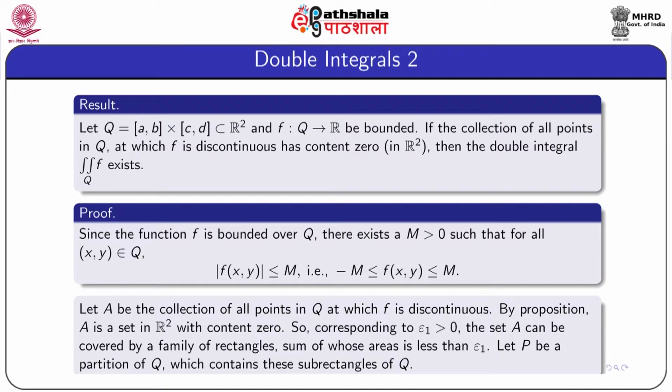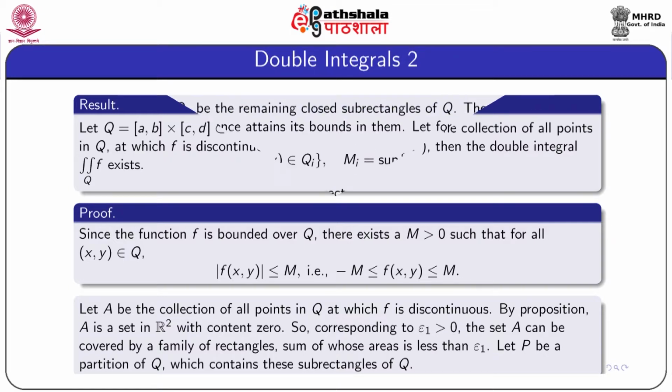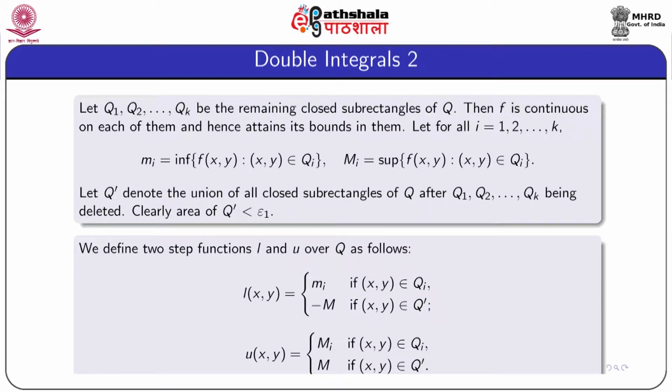So, corresponding to epsilon 1 greater than 0, the set A can be covered by a family of rectangles, the sum of whose areas is less than epsilon 1. Let P be a partition of Q which contains these subrectangles of Q. Let Q1, Q2, ..., Qk be the remaining closed subrectangles of Q.